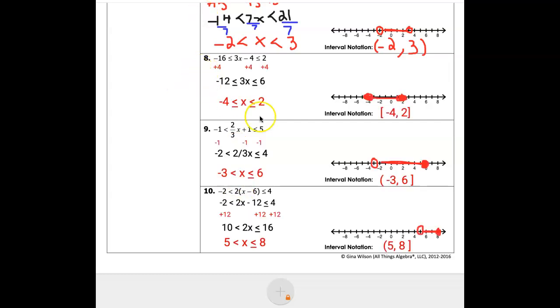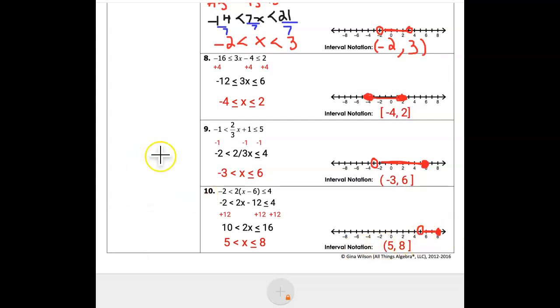All right, so here are your 3 solutions. For number 8, -4 is less than or equal to x, which is less than or equal to 2. Both get brackets, both circles are filled in. Number 9, -3 is not filled in, but 6 is. And then for number 10, 5 is not filled in, 8 is.